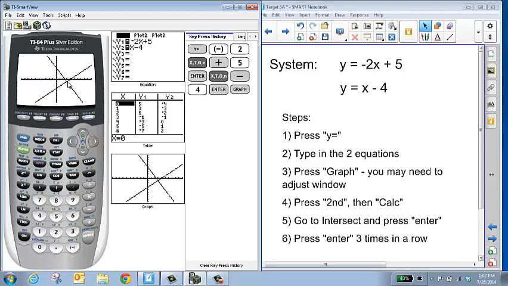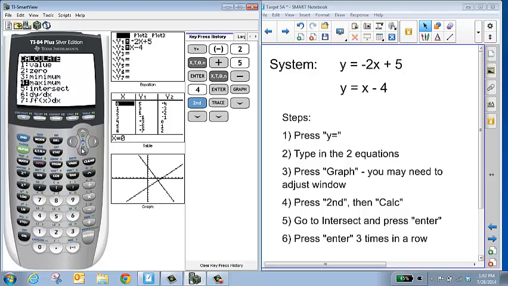Now to find their intersection point, we're going to press second. If you look up here, it says Calc. We're actually going to press the trace button, but we want it to do some calculations for us. So we're going to hit second and then trace so that we get that Calc up there. Then we're going to go down to intersect. You can either press the number 5 or arrow down to intersect and hit enter.